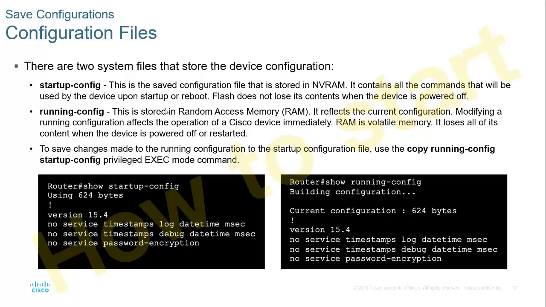So how do we save it? If we make any modification in our global configuration, we should be saving our config. We do the saving by going to our privilege exec mode and typing copy running-config space startup config. Or you can do the shorter version, which is copy run start, hit enter, and it will save the configuration.